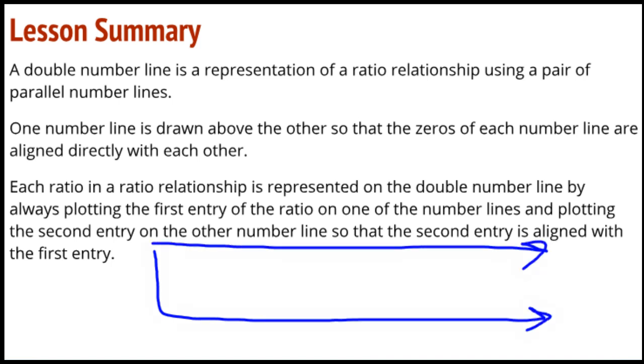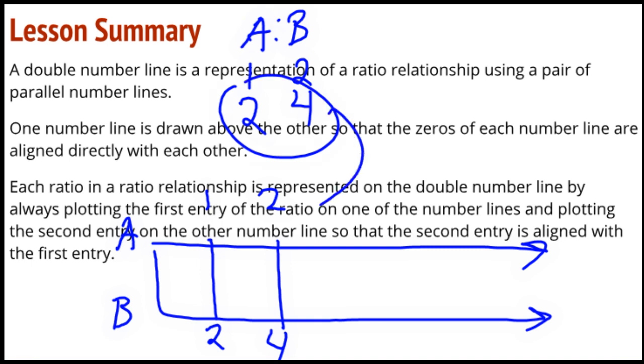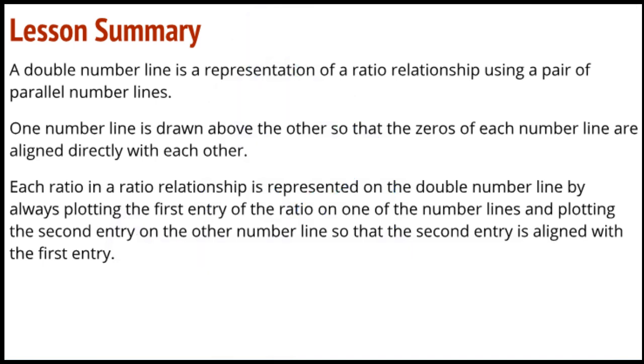So if I've got the ratio A to B, and this is the line for A and this is the line for B, if A is 1 and B is 2, those are locked together. So the pairs are paired on the lines. Important concept with double number lines.